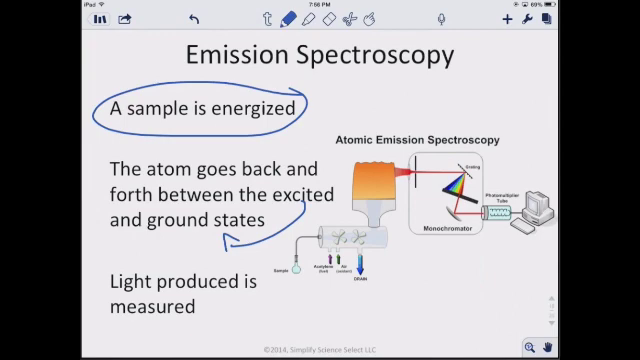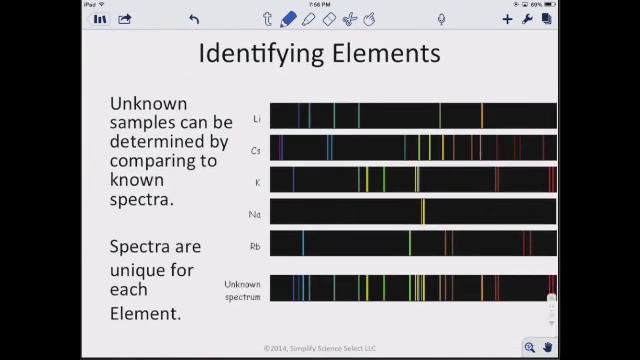We measure it basically by taking it through a grating, and we break it up into the different colors of the light. We can measure it and quantify everything. By doing this, unknown samples can be determined by comparing them to known spectra. They do this a lot with stars: they take the light that comes from stars and analyze it to see what the star is made of. If we have an emission spectrum that looks like that, we know it's lithium. Lithium will have that emission spectrum.